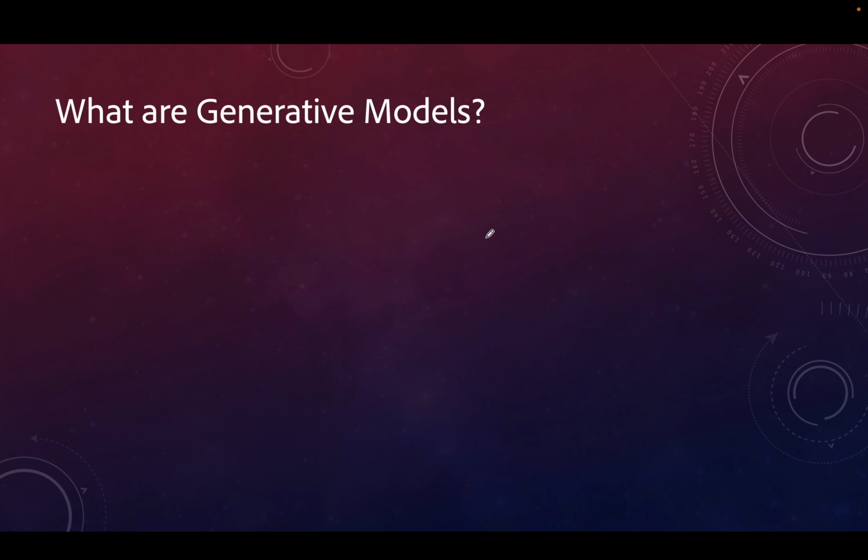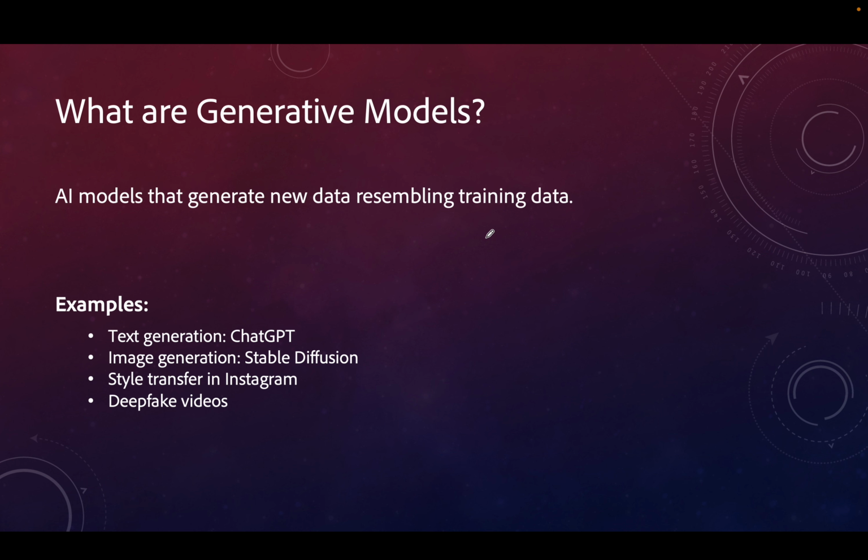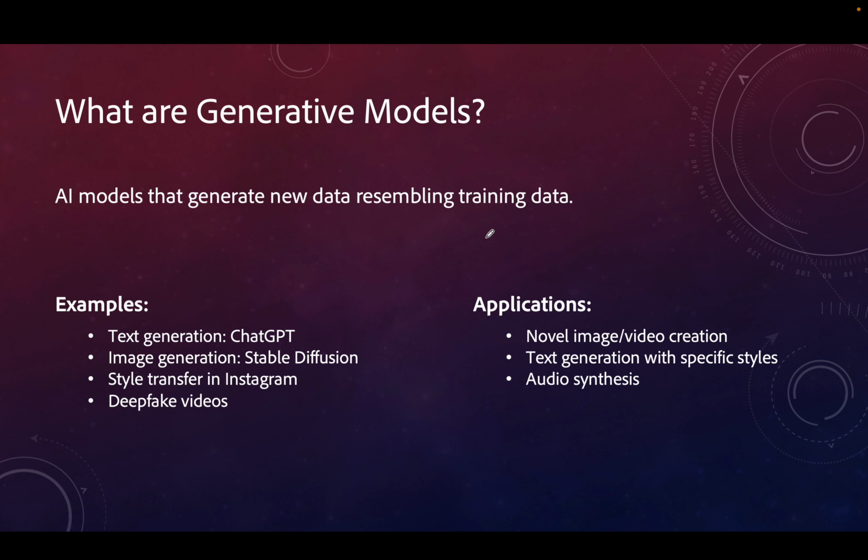Generative models have become widely popular in recent years, but at its core these models are about teaching a machine to generate new data that resembles its training data. There can be multiple examples. For example, if we train a model on images of cats, it can generate new realistic images of cats. This technology powers applications like ChatGPT for text generation, style transfer in apps, and even deepfake videos.